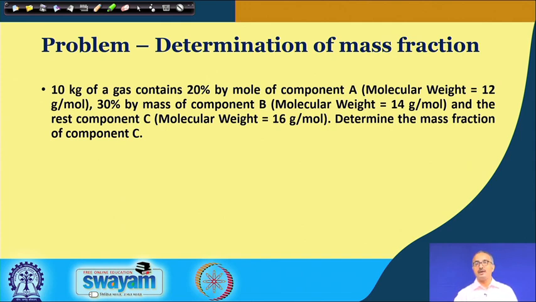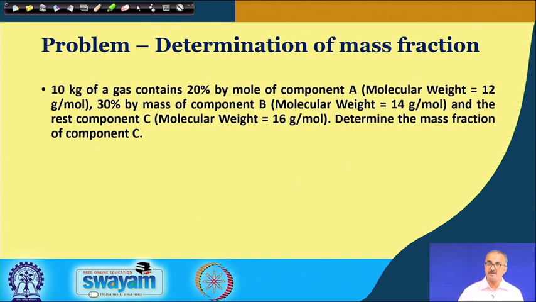Now, let us go to another representation of the concentration, that is the mass fraction. So, here we have been given that 10 kg of a gas contains 20% by mole of component A, and the molecular weight is 12 gram per mole. 30% by mass of component B, molecular weight is 14 gram per mole, and the rest is component C, molecular weight is 16 gram per mole. So, we have to determine the mass fraction of component C. So, that means here we have been given the mole fraction of one component, the mass fraction of another component, and we have to determine the mass fraction of the third component.